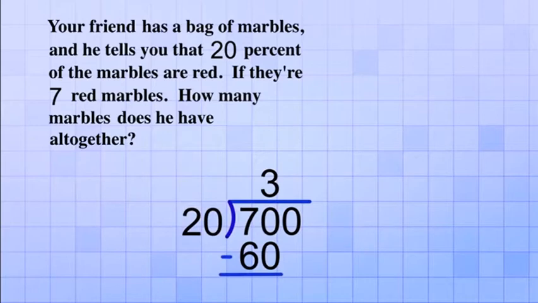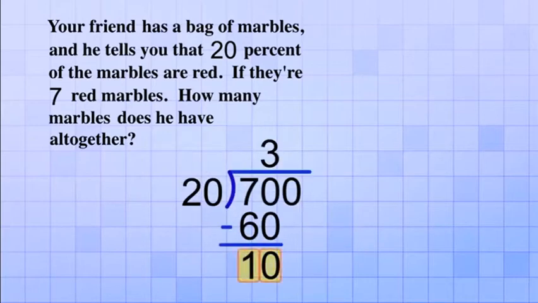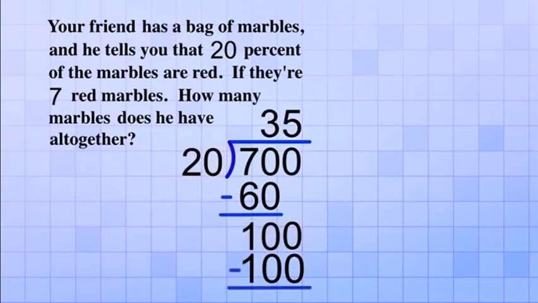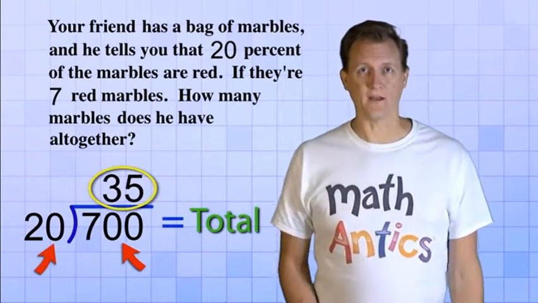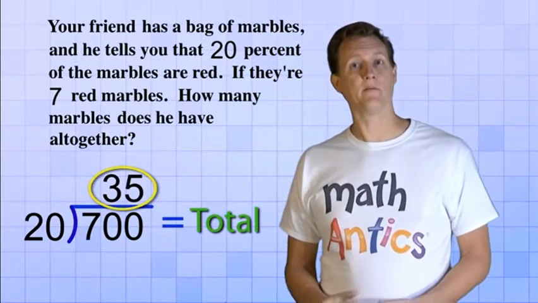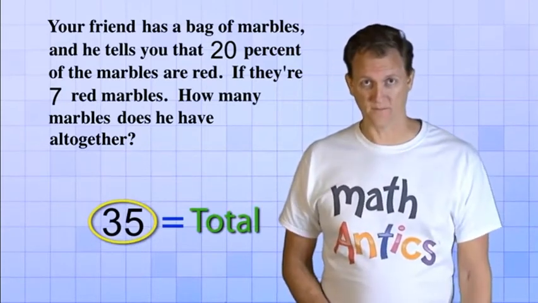70 minus 60 leaves 10 as the remainder, and then we bring down the 0, and then we ask how many 20s will divide into 100. Aha! 5, because 5 times 20 is 100, so that leaves no remainder. So 700 divided by 20 is 35, and that means that the total number of marbles is 35.